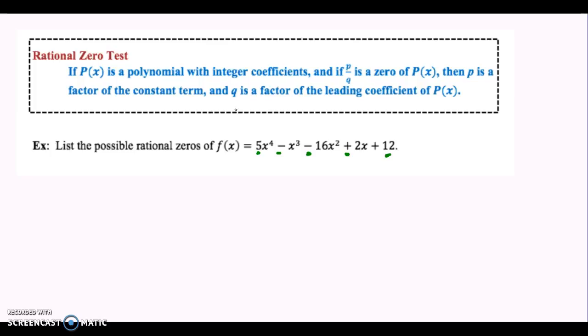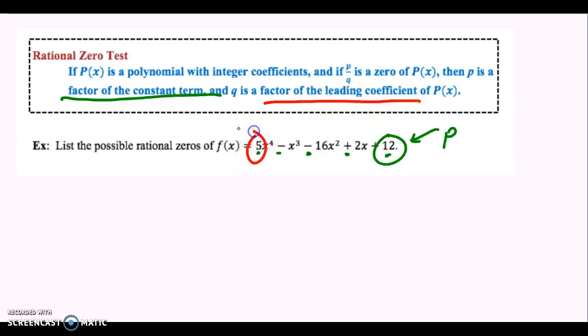The factor of the constant term. The constant term is going to be 12. This is going to be the value of p. Factor of a leading coefficient. The leading coefficient is 5. That's going to be q.